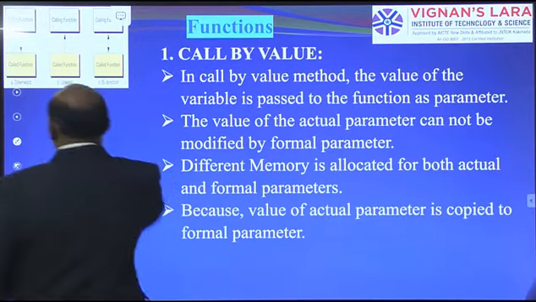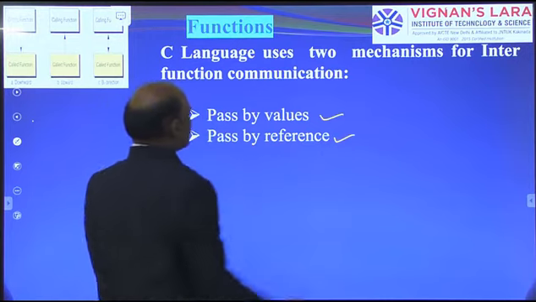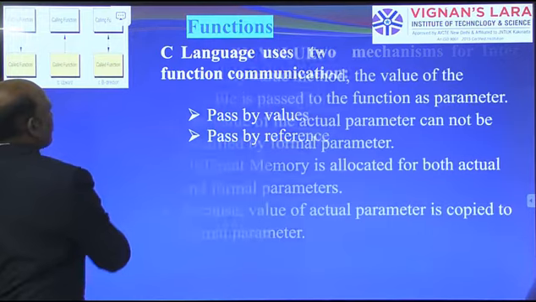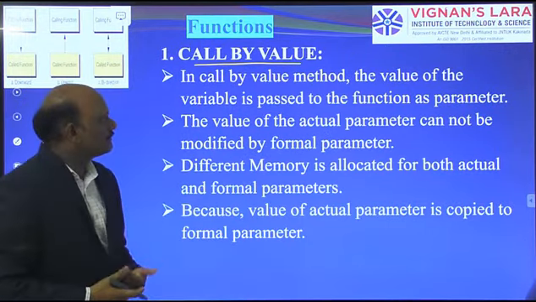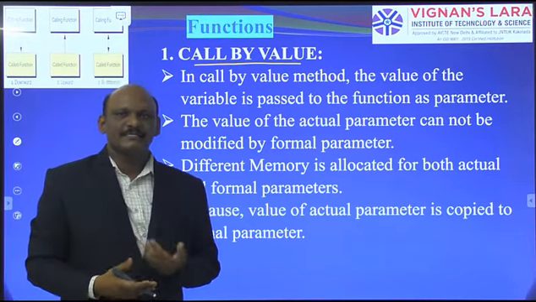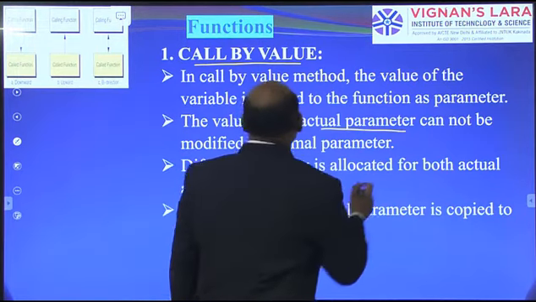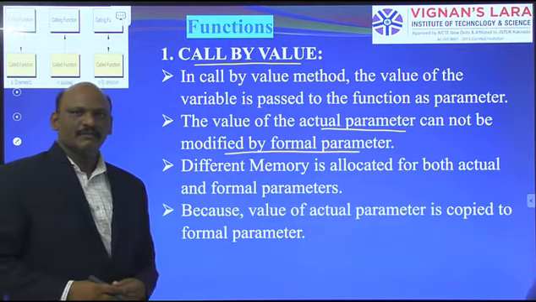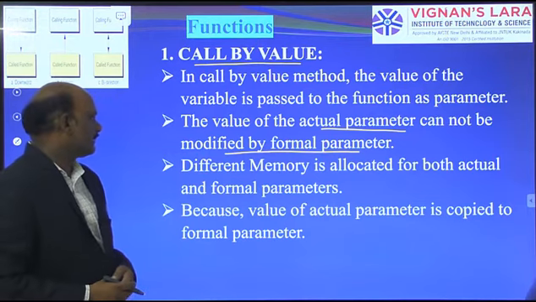They are pass by value and pass by reference, or call by value and call by reference. First, call by value. In the call by value method, the value of the variable is passed to the function as a parameter. The value of the actual parameter cannot be modified by the formal parameter.